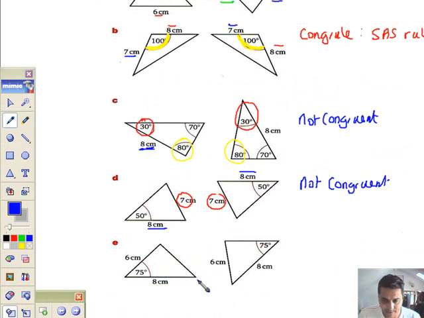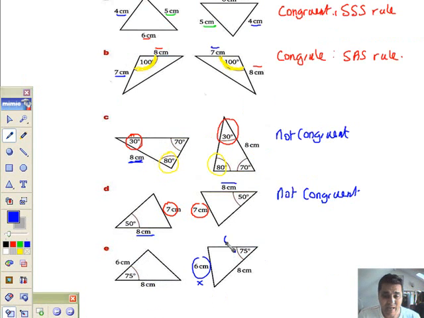Next one, what have we got here? Exactly the same. Look at it. I've got a 6 and 8, and the 6 and the 8 sides make an angle of 75 degrees between them. But over here, look, I've got a 75 and an 8, but the 6 is out of position. Had the 6 been here, it would have been fine. But as it stands, they're not congruent, because I don't have a side angle side rule, even though I have a side angle side here. The other triangle does not match that description, therefore I cannot guarantee that these 2 triangles are identical, so they are not congruent.